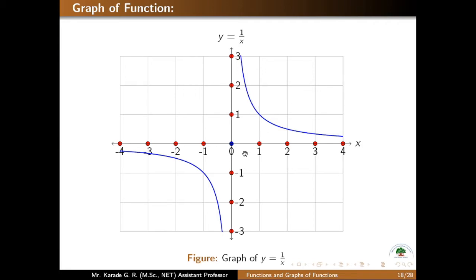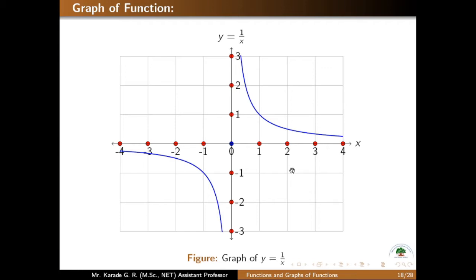In first quadrant we see that as values of x go on increasing, the values of function go on decreasing. So this is a decreasing function. And in third quadrant also, as values of x go on increasing, the functional value goes on decreasing. So here also it is a decreasing function. But as it is not defined at x equal to 0, this graph is broken at x equal to 0. That's why this graph is not continuous at x equal to 0. That also we can conclude here.